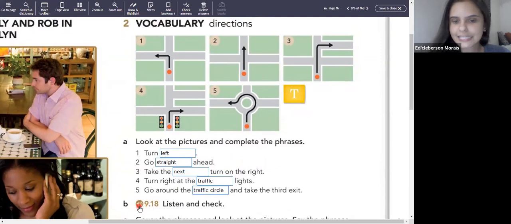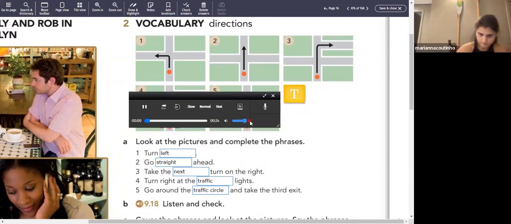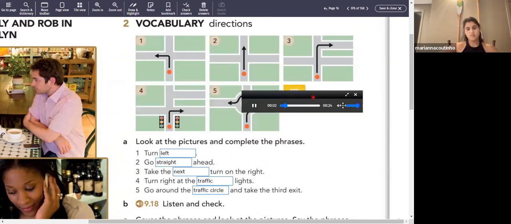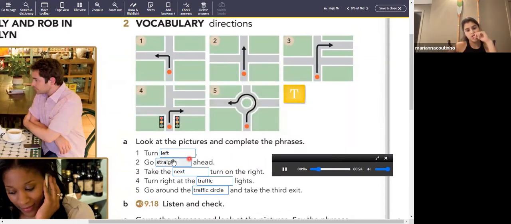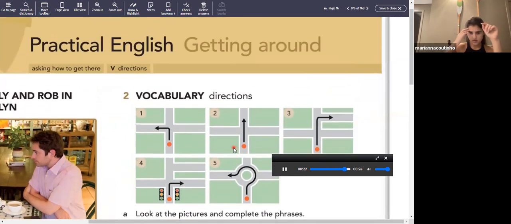So now let's listen and check. 9.18. Turn left. Go straight ahead. Take the second turn on the right. Turn right at the traffic lights. Go around the traffic circle and take the third exit.